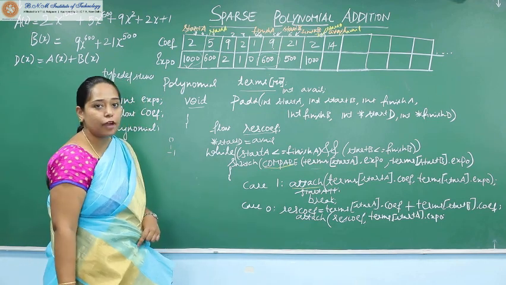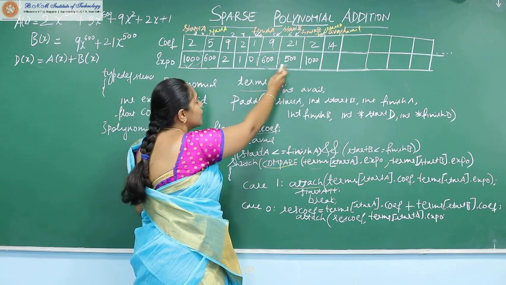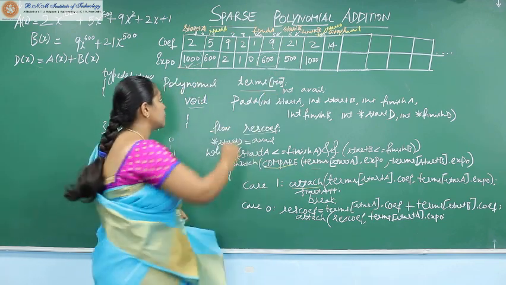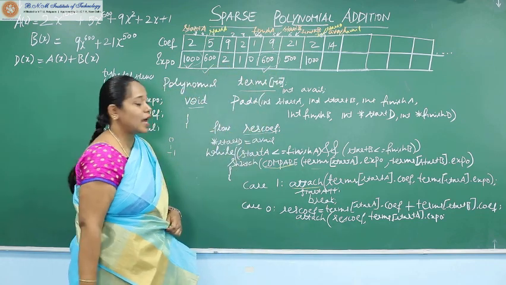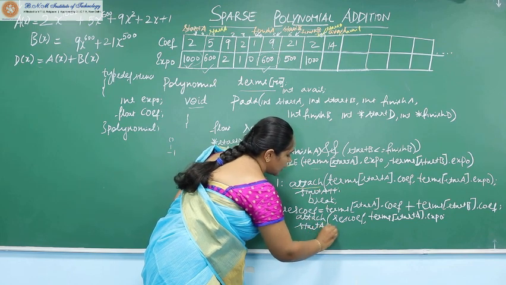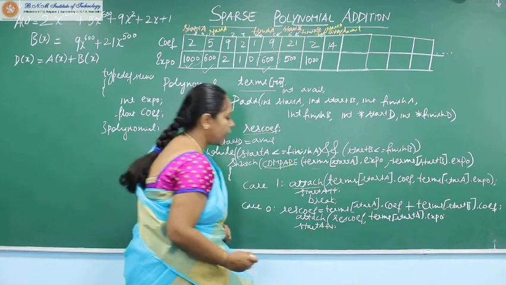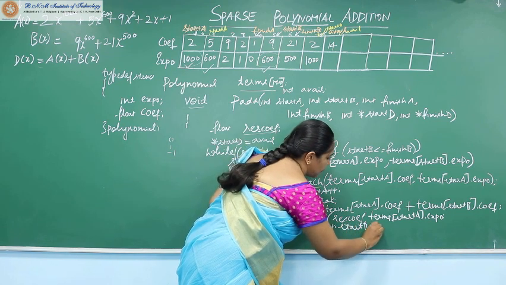So what we really have to do here is increment both start A and start B. We are done with both the terms. We are done with this term and we are done with this term. In both cases, it has to be incremented, which simply means start A plus plus. So start A is going ahead, and similarly start B plus plus.